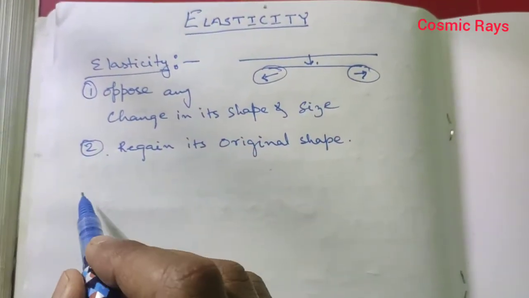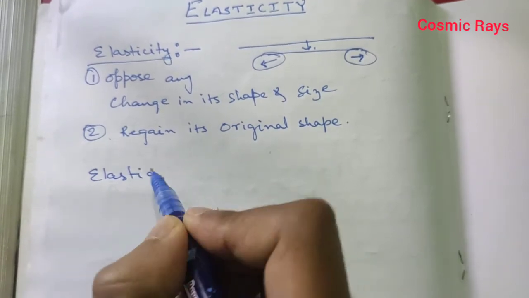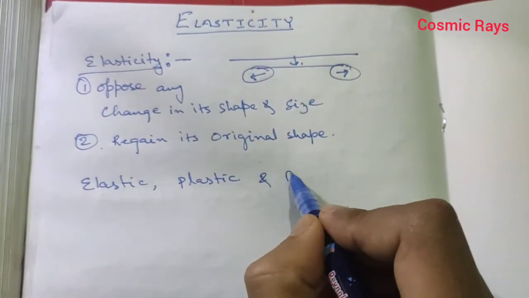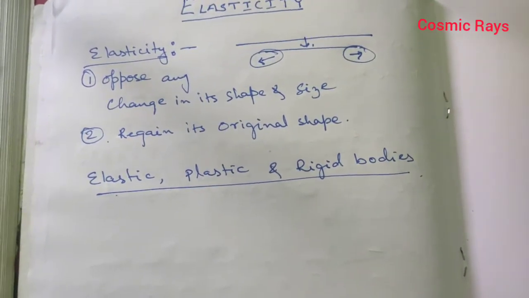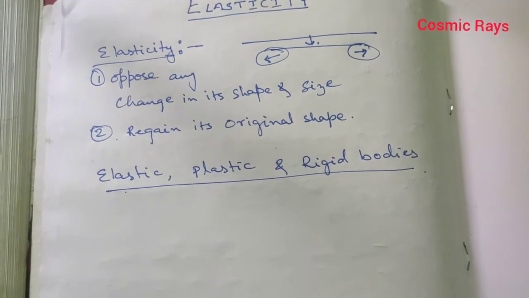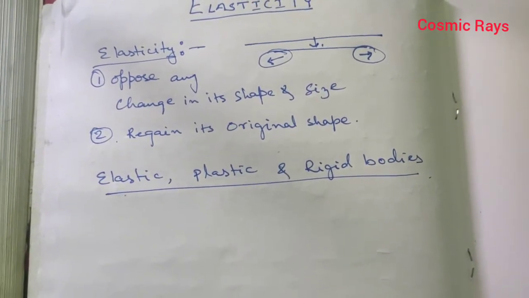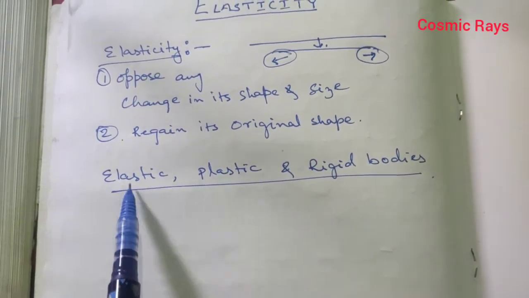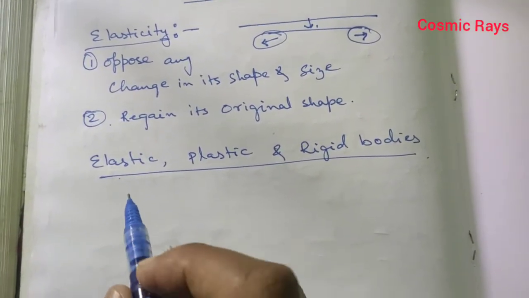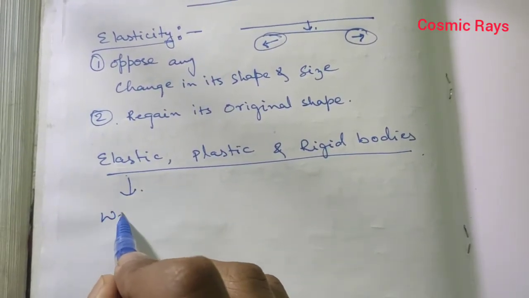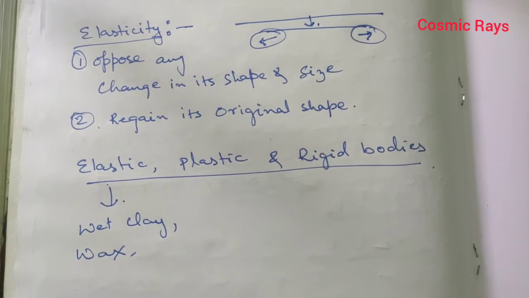Now, there can be three types of bodies, namely elastic bodies, plastic bodies and rigid bodies. We know the property of elasticity, that once the deforming forces are removed, the body will come back to its original shape or length. Elastic bodies are those bodies which have the property of elasticity. That means it will regain its original shape once the deforming forces are removed. Examples of elastic bodies could be wet clay, wax, or a rubber band.